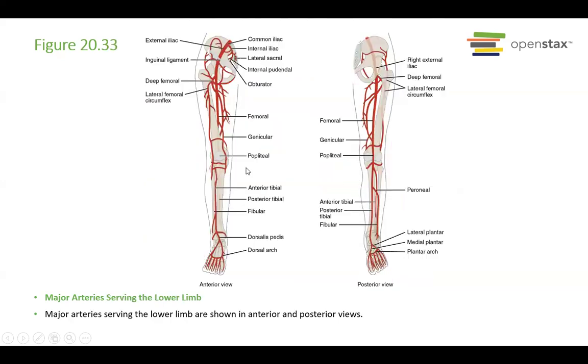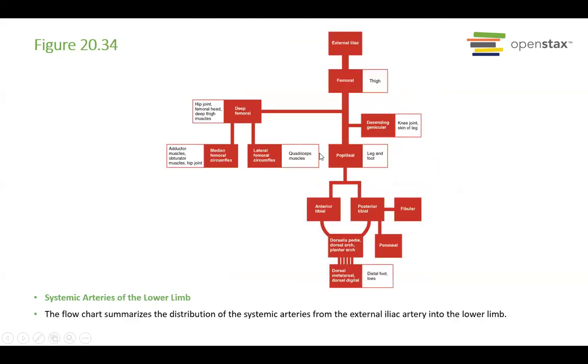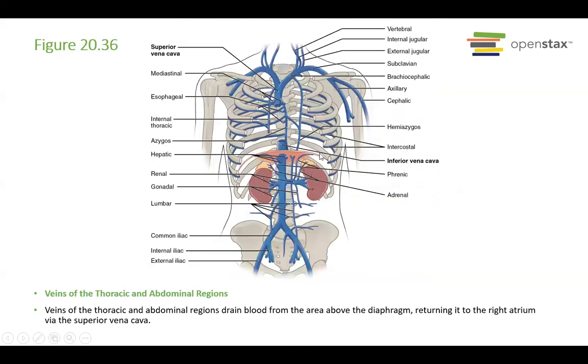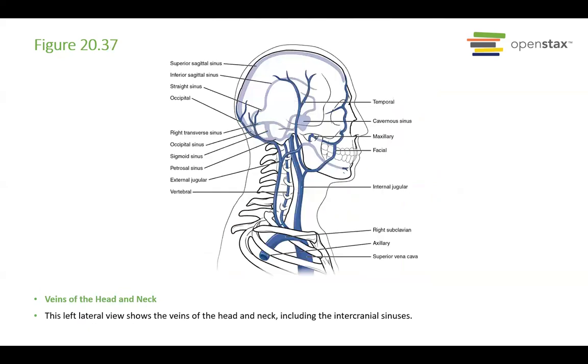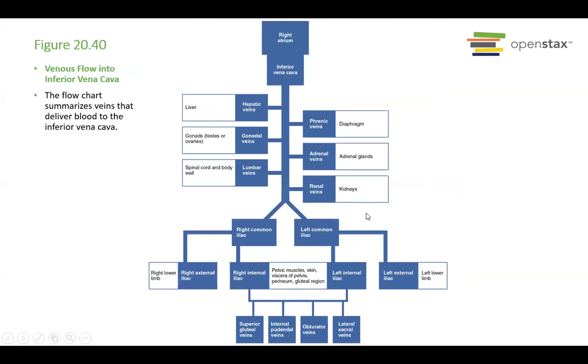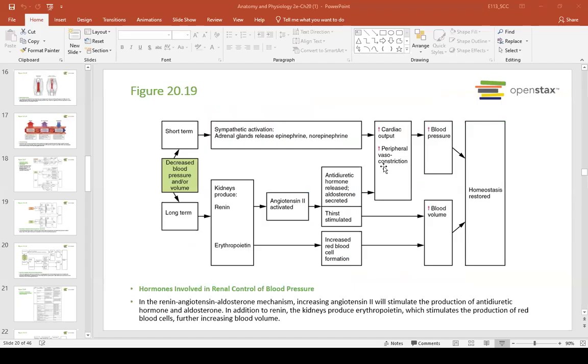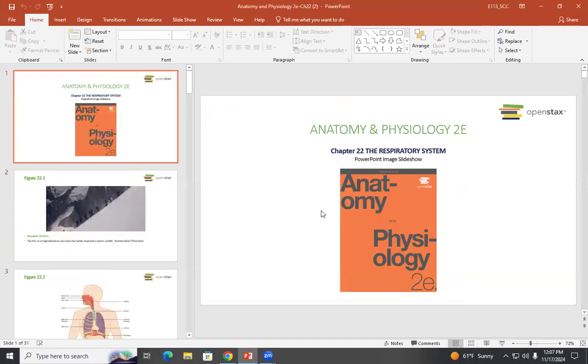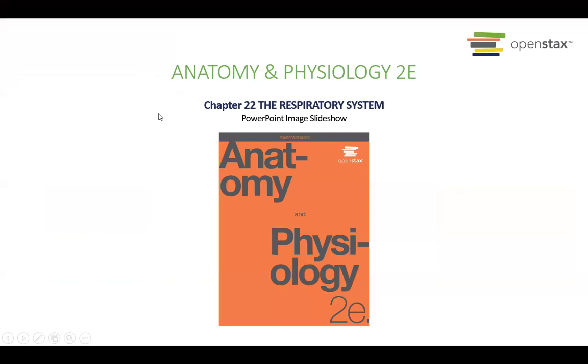Okay. And these are the lower limb vessels. So you're just appreciating them, but we're not gonna be testing you guys to memorize all of these blood vessels. Okay. So the last thing is we have 30 slides for the respiratory system.